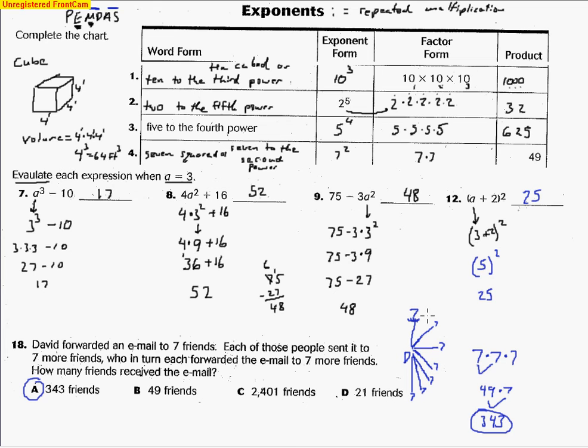David forwarded his email to 7 friends. Each of those people sent it to 7 more. So each was 7 more. So it's 7 times 7 times 7 is our answer there. So 343 would be the answer.